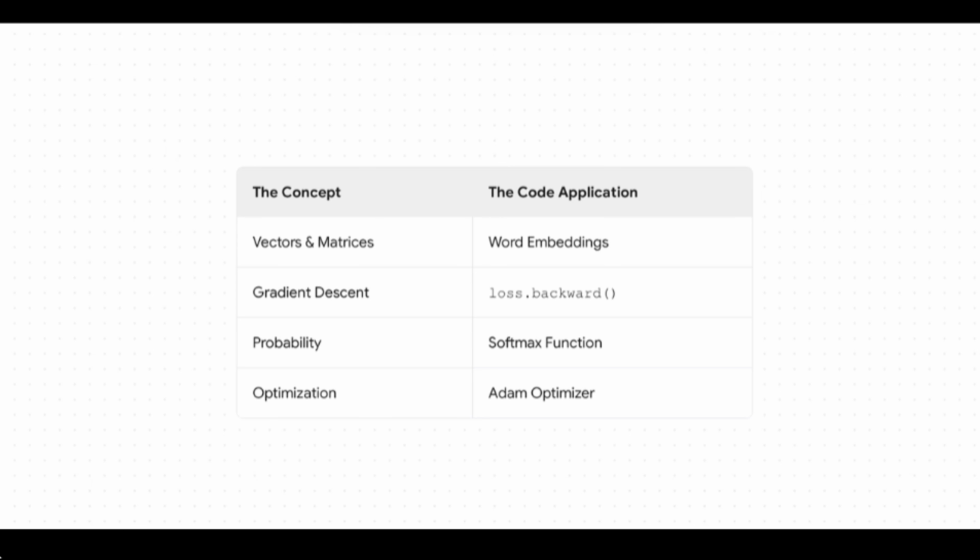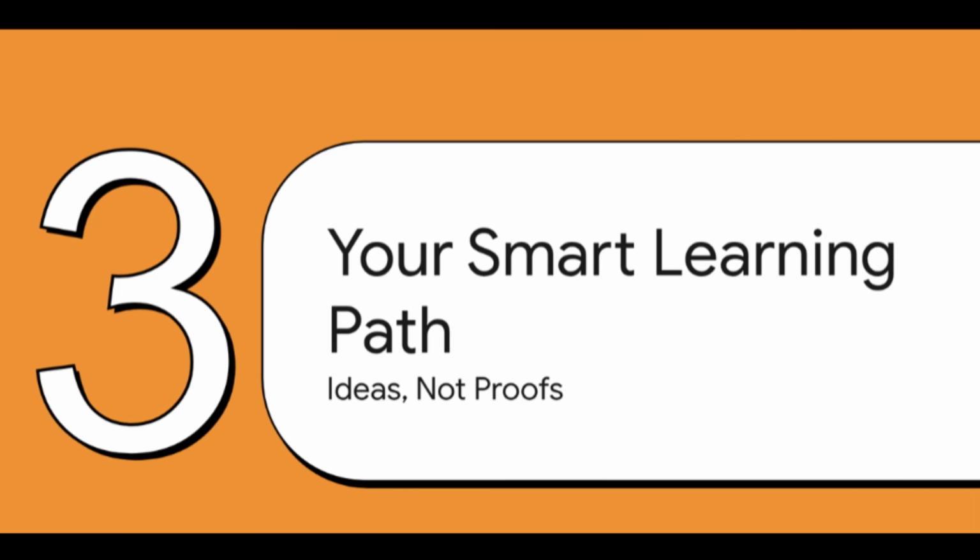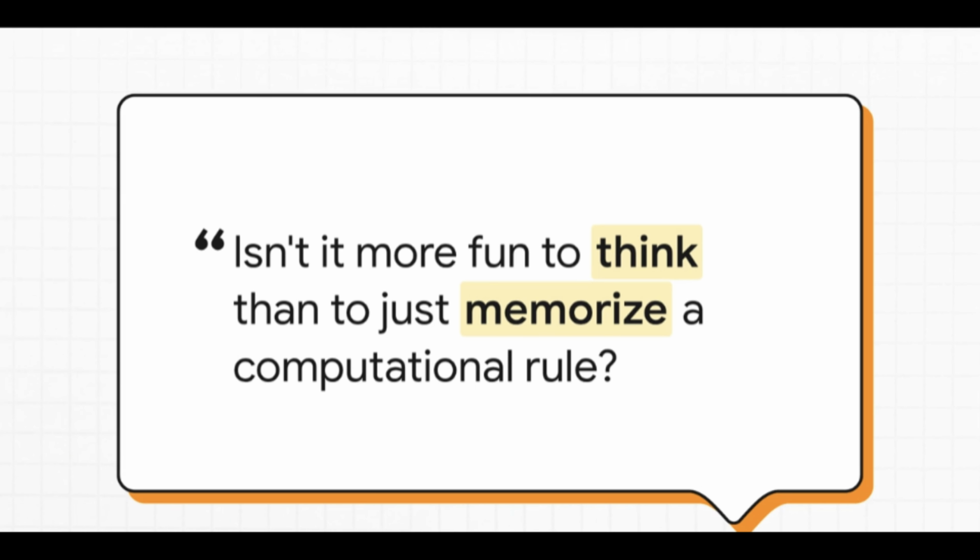So you're probably wondering, okay, I get it, but how do I actually learn this stuff? Well, let's put it into perspective here. The number one rule is this: learn the ideas, not the proofs. Seriously, if you take only one thing away today, let it be this. Focus on building that visual intuition, understanding the picture of what a gradient is doing, get a feel for a vector space. The formal proofs, you can leave those to the academics. The intuition is what you need to build amazing things.